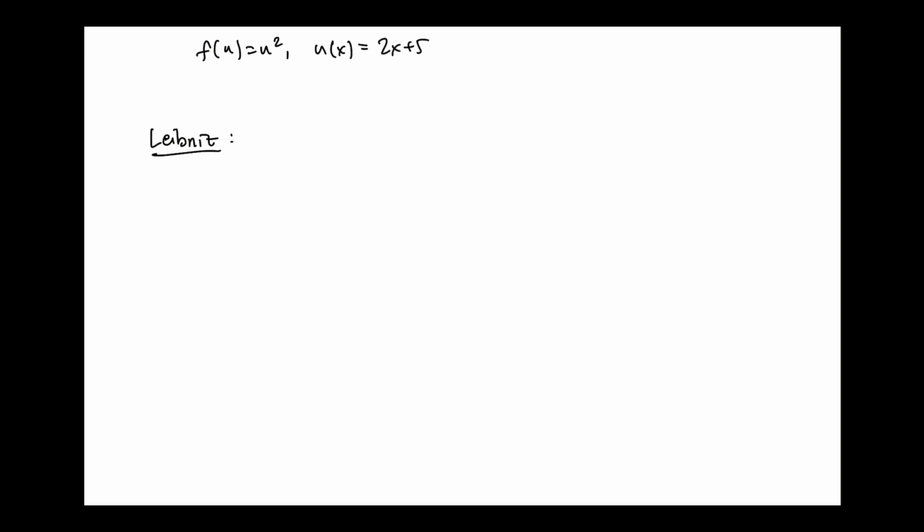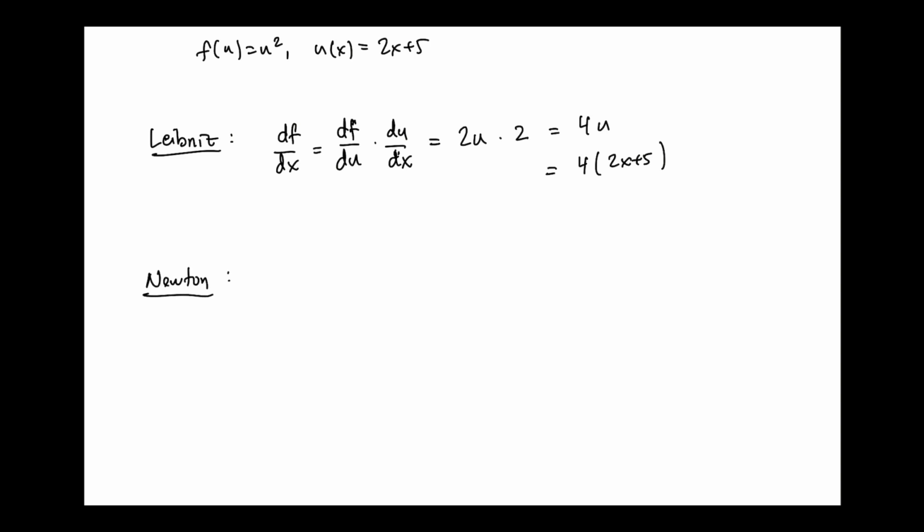Okay, so Leibniz style is to say df dx is df du times du dx. And then what was df du? It's 2u times 2, and then plug in. Okay? So that's what we already did. All right, Newton's style would be written a little bit differently. Same functions, and in fact, we'll get the same answer.